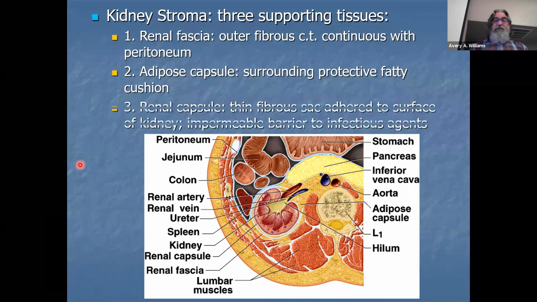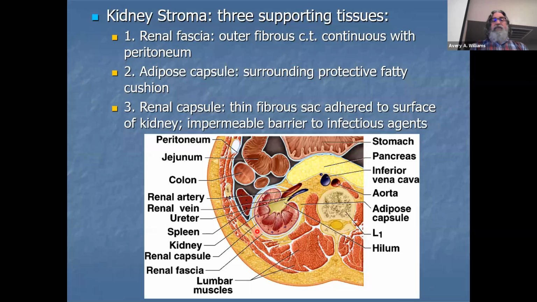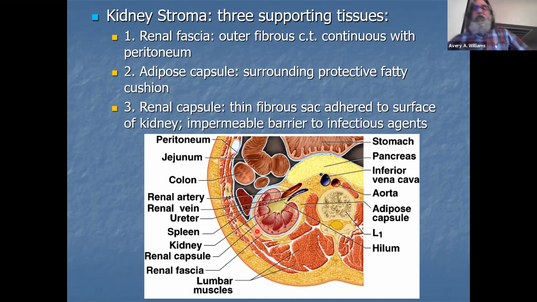And then the surface of the kidney itself has a renal capsule. It's like the line that's on the very, very outer margin. These are all protective layers, so to speak. The renal capsule is a thin fibrous sac adhered to the surface of the kidney, allows the kidney to be an impermeable barrier to infectious agents. So it keeps things from getting into the kidney, and it keeps things from getting out of the kidney.